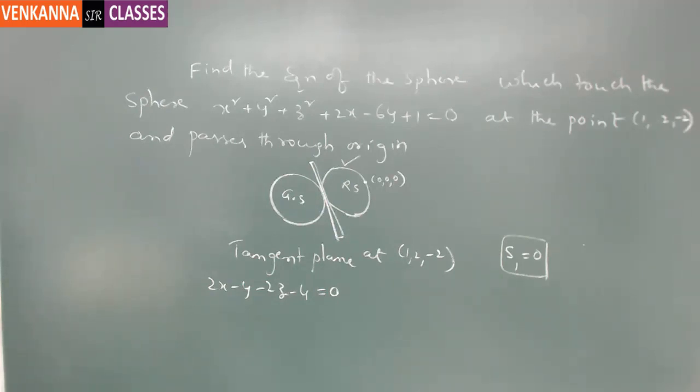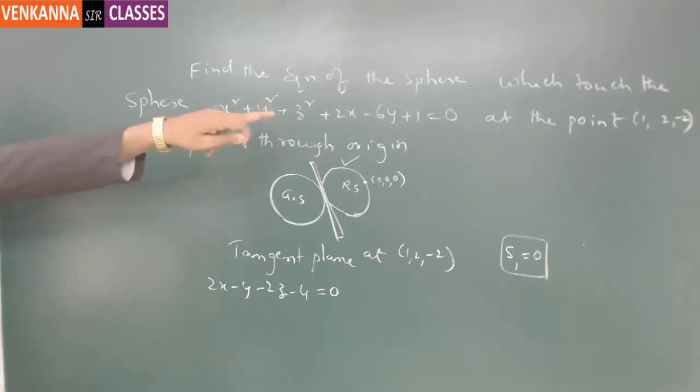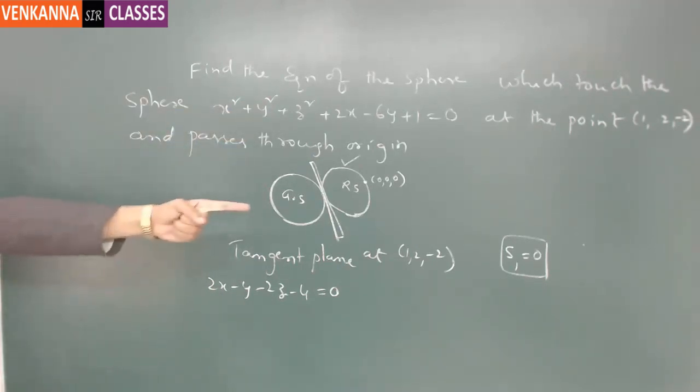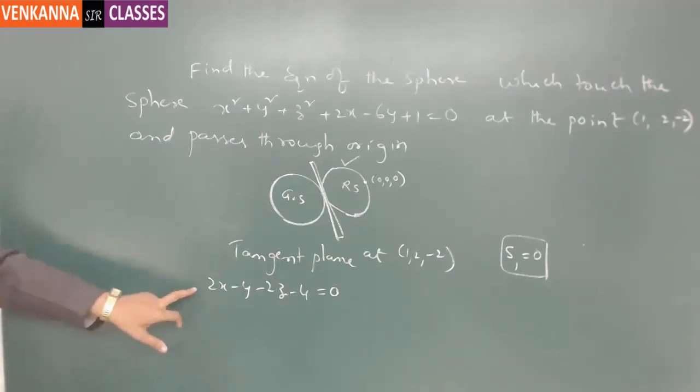I am saying that please calculate the tangent plane for the given sphere at the given point. Using the formula S1 equal to 0, the equation of the tangent plane will come as 2x minus y minus 2z minus 4 equal to 0. So you please check that. I will wait.